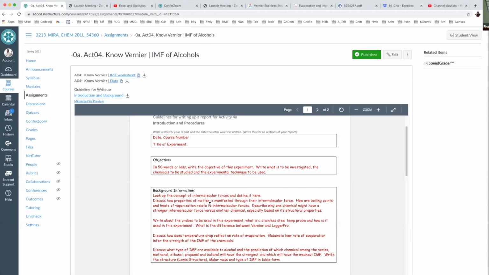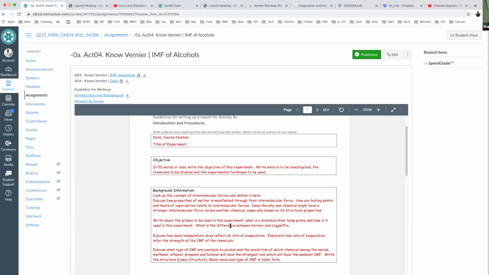Discuss how properties of matter are manifested through the intermolecular forces. How are boiling points and heats of vaporization especially, because that's actually what we are looking at in this lab, related to intermolecular force? Describe why one chemical might have a stronger intermolecular force versus another, especially based on its structural properties. So this is what I want in terms of the background. You're bringing the reader up to speed in terms of the theories that are involved in this experiment.